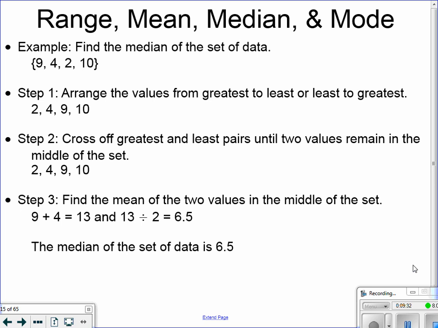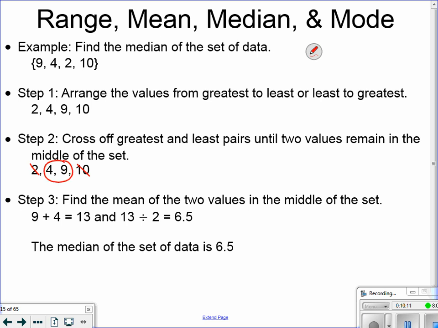Now we have an even-numbered amount of data. So we have 9, 4, 2, and 10. We only have 4 pieces of data in there, so we have an even-numbered set of data. Same thing, arrange it in order from least to greatest. Now when we do step 2 here, what we run into is when we cross off the smallest and the biggest, if I were to continue to do this and cross off the 4 and the 9, I'd have nothing left. So what happens is our middle ends up having two numbers, the 4 and the 9.